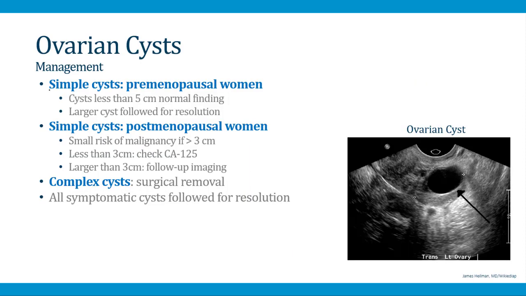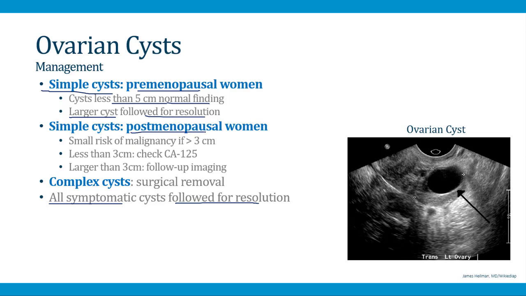So in terms of management, if a woman has a simple cyst and she's premenopausal, then you should know that cysts less than 5 centimeters are a normal finding, and they don't have to be followed up unless they're producing symptoms. All symptomatic cysts are usually followed for resolution, but if it's an asymptomatic, incidentally discovered cyst and it's less than 5 centimeters, that can be attributed to a normal finding and no follow-up is necessary. Simple cysts that are larger than 5 centimeters are unusual, and so those are usually followed for resolution over time.